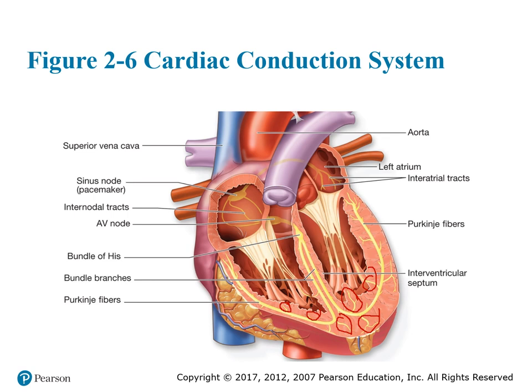Then the impulse travels down to the bundle of His, which is located right beneath the AV node, to the left and right bundle branches, which are the main highways to the ventricles. Then the impulse is pulsated through the Purkinje fibers, which signals the ventricles to contract. That is the conduction pathway of an electrical impulse.